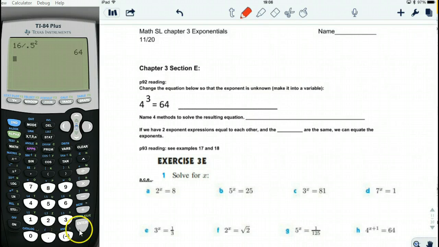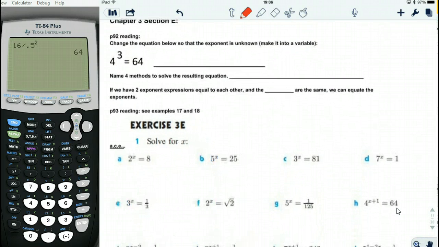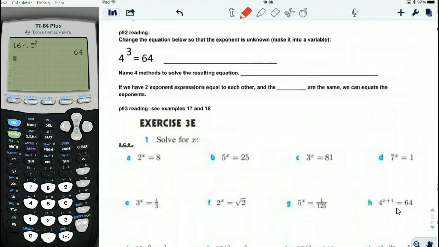Okay, Chapter 3, Section E, page 92. Change the equation below so that the exponent is unknown. Make it into a variable. So we're going to take the 3 and make that into a variable. So we're going to put 4 to the x equals 64. Name 4 methods to solve the resulting equation.